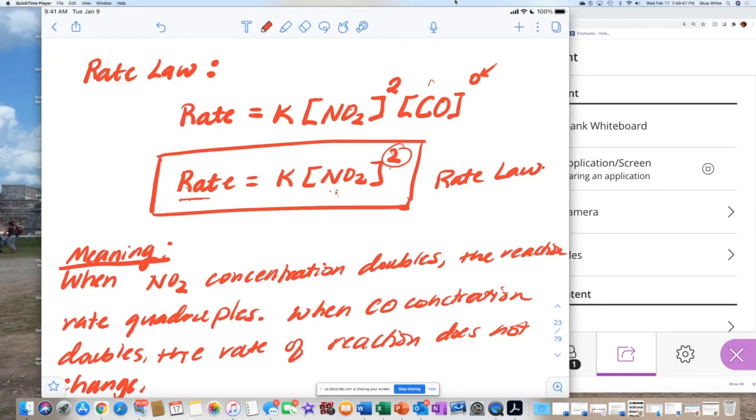But since CO doesn't even appear in the finalized rate law, if you try to double this, you're wasting chemicals and you're wasting the company's money.